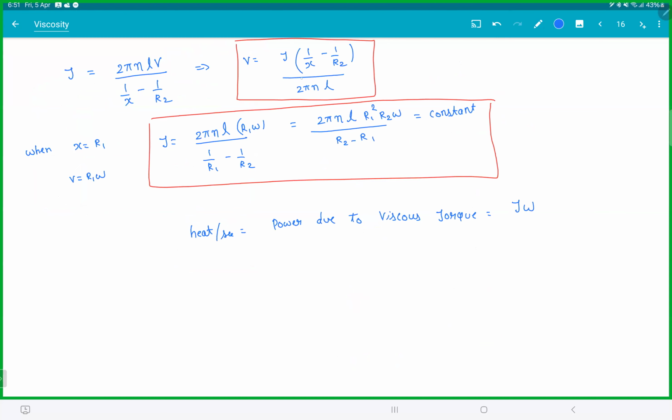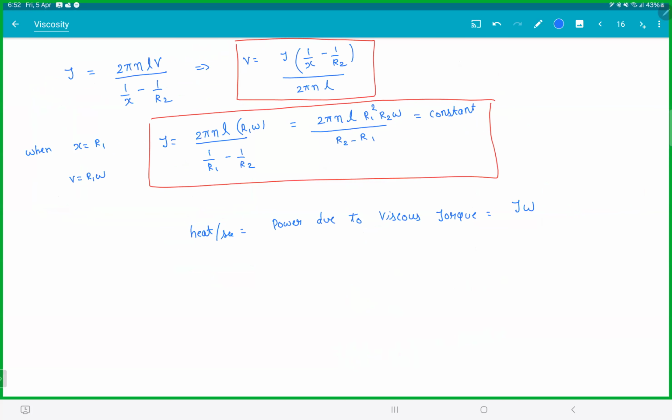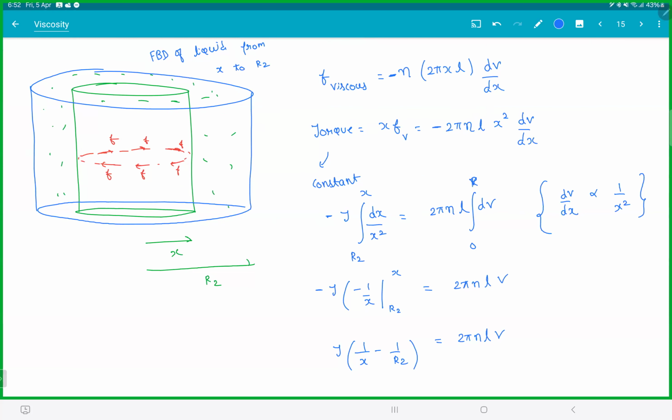Can you see here? Velocity is not a linear function. It is a 1 by x square function. If you look at this dv by dx, dv by dx is actually proportional to 1 by x square. That itself is a question. This is not a linear function. How is the velocity gradient variable? Please check, everyone.